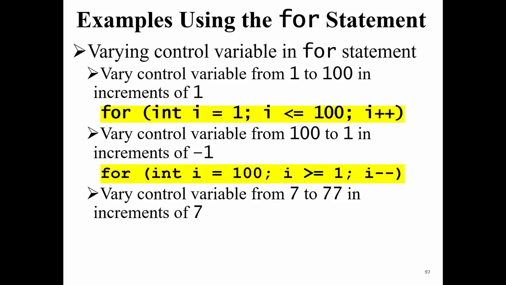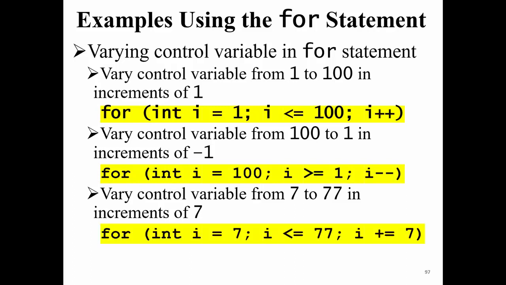Now, to decrement, we say int i is equal to 100, and as long as i is greater than or equal to 1, you keep decrementing by 1. To count by 7, you start i at 7, and you add 7 to i as long as i is less than 77. So the good thing about the for loop is the power of repetition and creating a variable in different orders. Do you have any questions up to now?